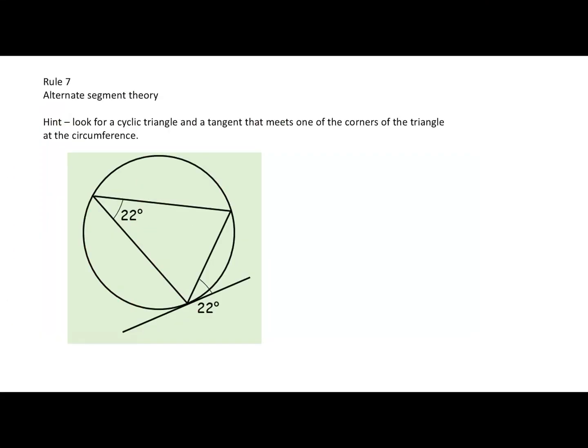Okay guys, welcome to part 3. So this is the final rule you need to know, and this is always the most difficult one to remember and the most difficult one to use, okay? The rule is called alternate segment theory. So when you give your reason, you just need to say that, okay?